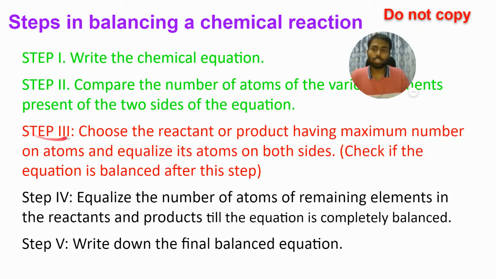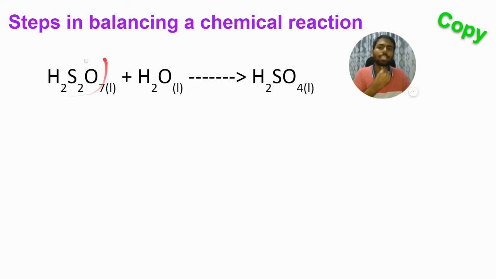Now we'll move on to third step. Okay, what is third step? Choose the reactant or product having maximum number of atoms and equalize its atoms on both sides. In the molecule which has the maximum number of elements, choose that and equate its atoms first. Okay, so here there are 3 elements, hydrogen, sulfur and oxygen. Here there are two elements, so of these, we will equate the left side one's atoms first, and on the right side there is only one option.